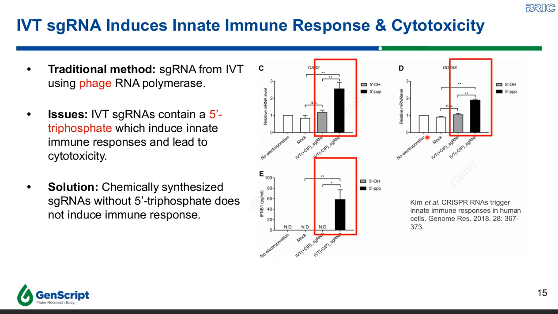So all of this information comes to the conclusion that it is important to have an sgRNA without the 5' triphosphate in order to improve the genome editing efficiency and efficacy, as a result of avoiding the induction of the innate immune response.